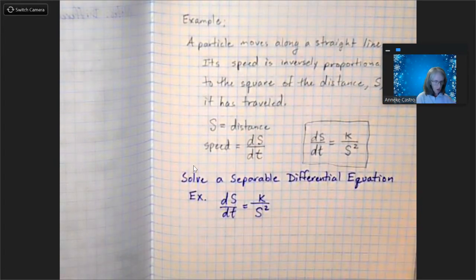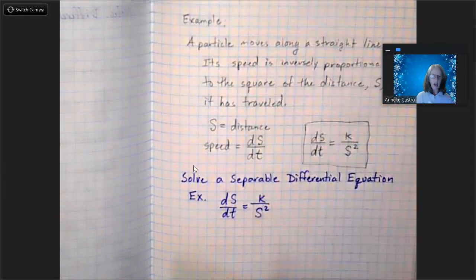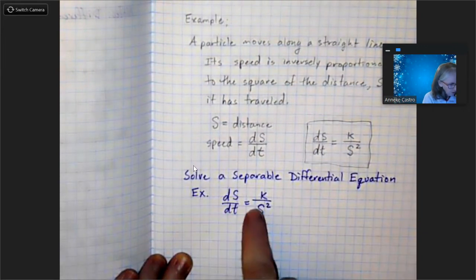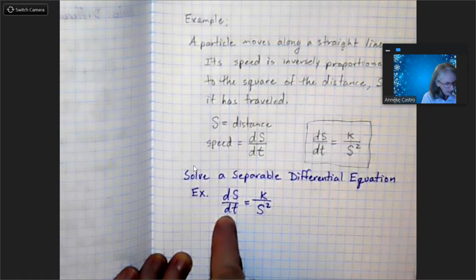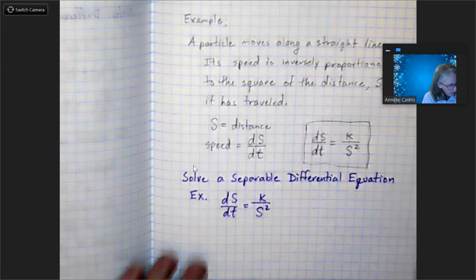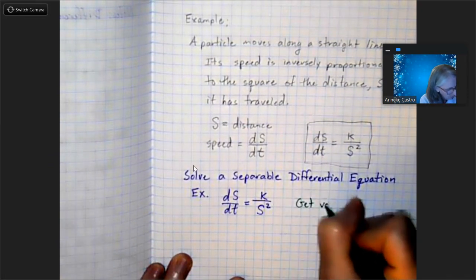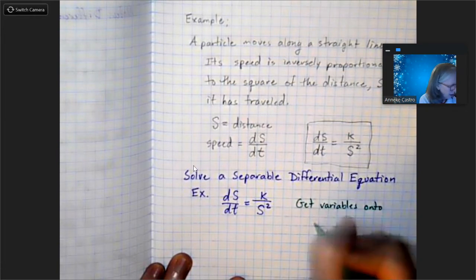When we solve this, we want to get all the s's to one side and all the t's to the other side. It looks to me like it would be easiest to get the s's over here on the left and the t's over here on the right, because I can just multiply both sides of the equation by s squared, and I can multiply both sides of the equation by dt. So we want to get variables onto different sides.